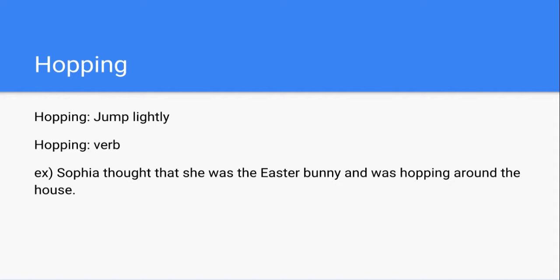So hopping. Here is just a little background info on this word. The definition is to jump lightly. It's a verb, and a verb is just describing an action. So hopping, it's an action. So here is a little example with the word hopping in a sentence. Sophia thought that she was the Easter Bunny and was hopping around the house.